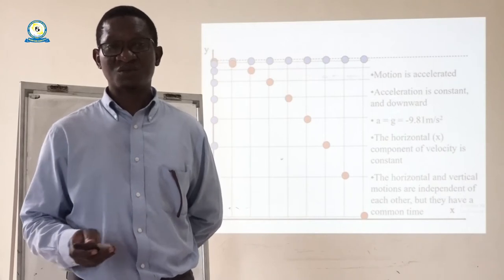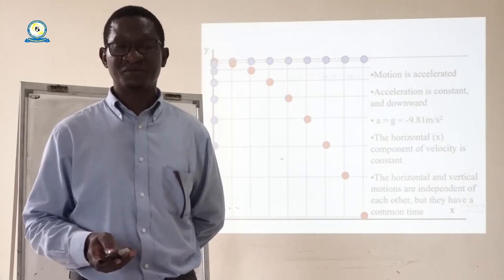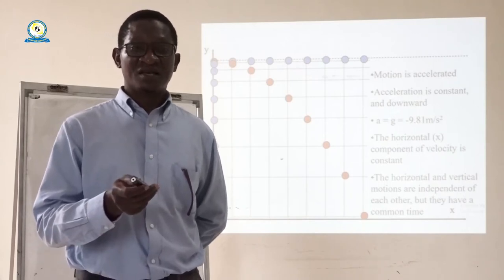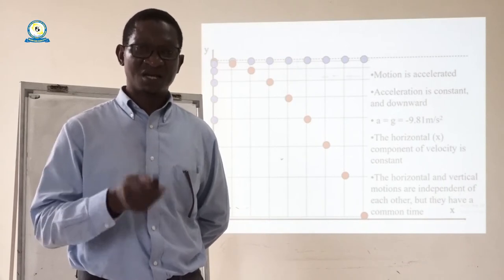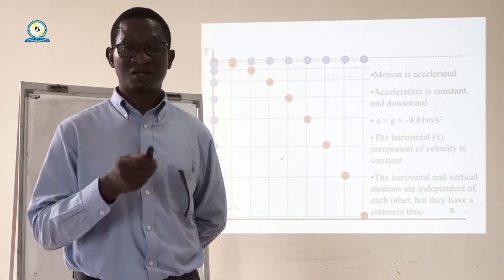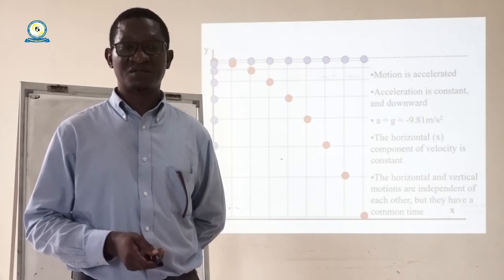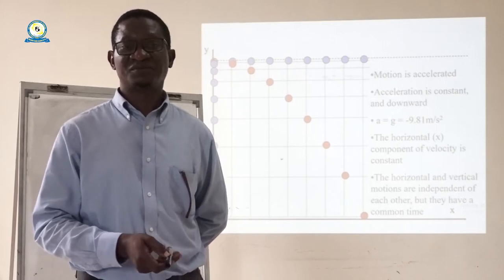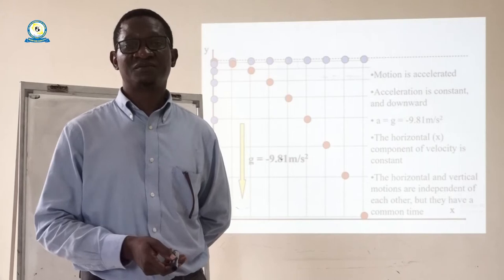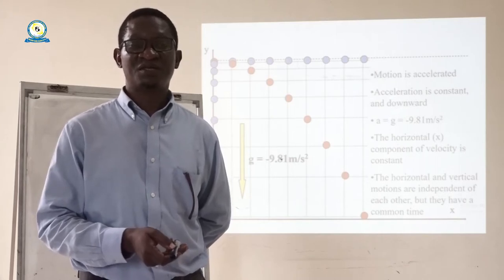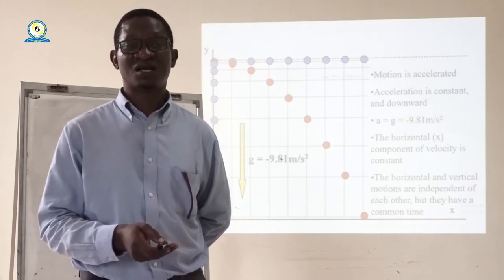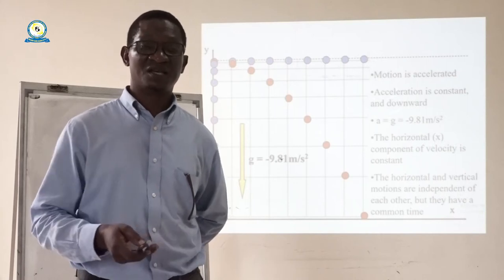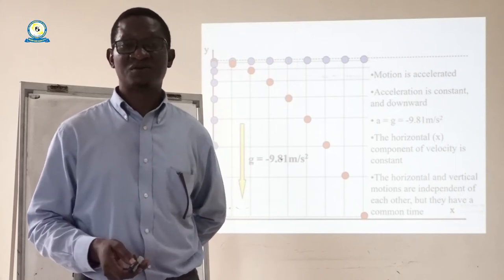The time to complete the horizontal motion is equal to the same time it will use to hit the ground vertically. The yellowish arrow shows the acceleration due to gravity, which is down always.